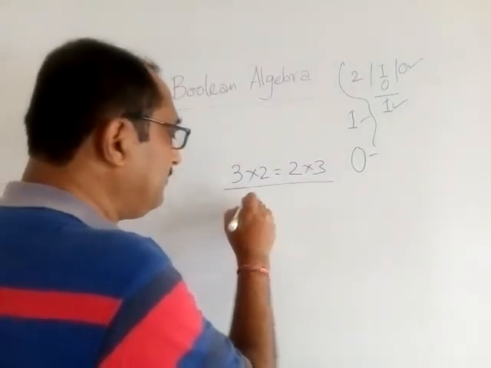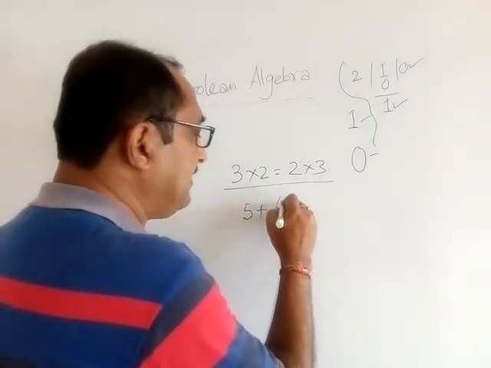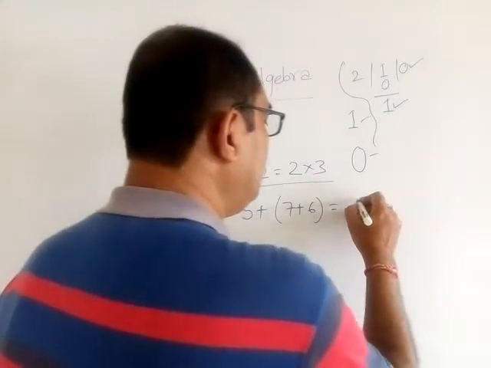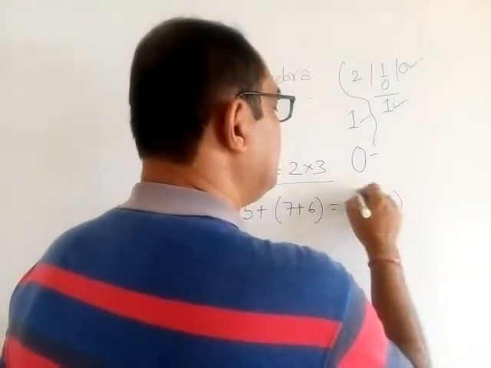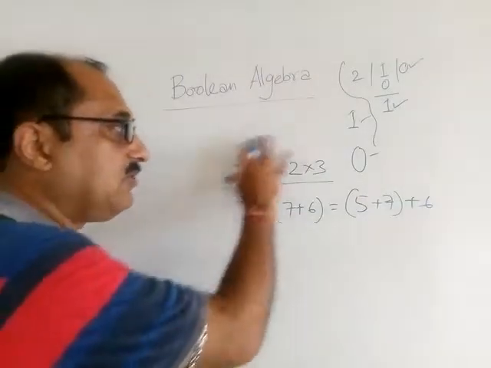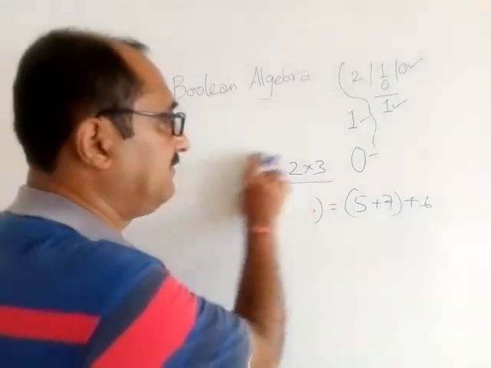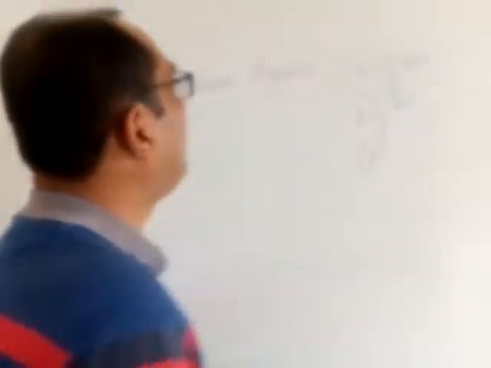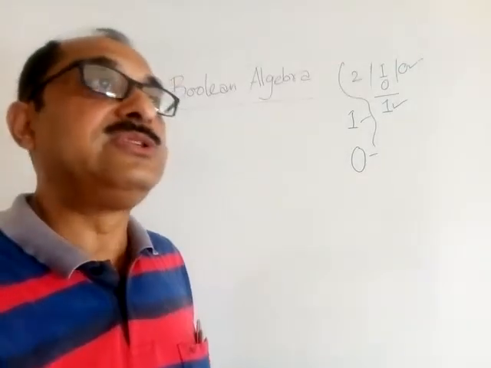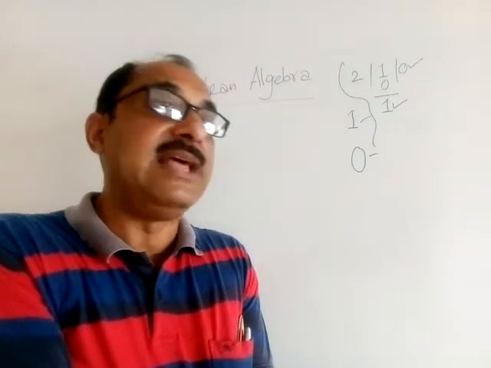For example, if I do 5 plus 7 plus 6, and if I do 5 plus 7 at first and then add 6, the result will be the same. These are all rules involving our decimal numeric system. Similarly, in the binary numeric system, we have some rules. Those rules, those behaviors, are studied in another chapter, Boolean algebra.